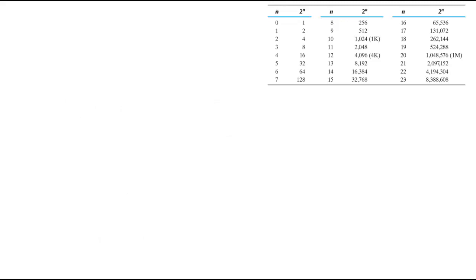For C, our number is 2007. Here I think we need to go to... 2 to the 11th is too big. So we'll go to 2 to the 10th. 1024. That's 2 to the 10th. I do that subtraction, I get 983.